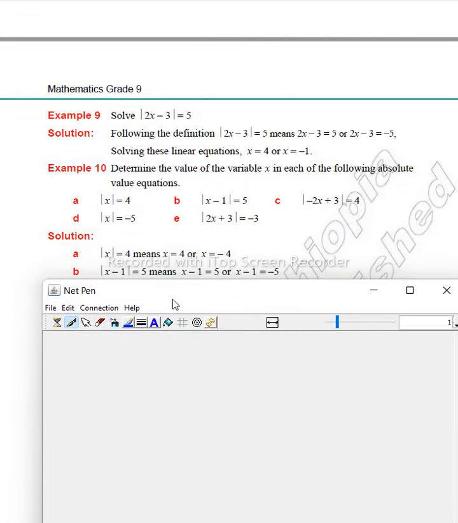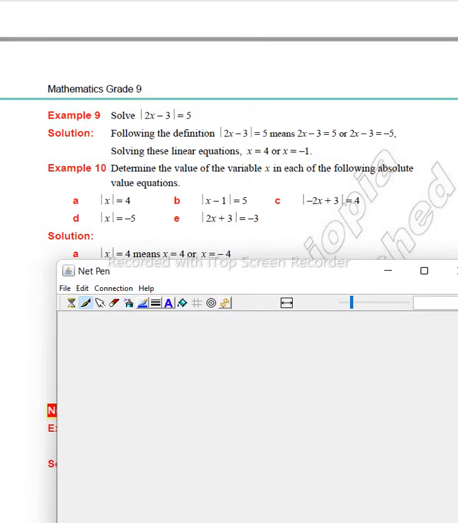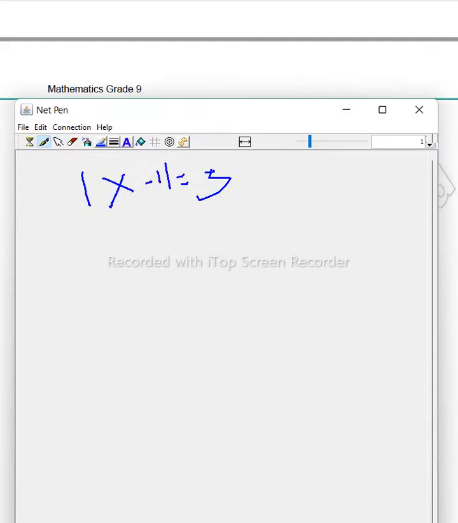If you have a question, you can leave your question in the comments of this video. And here we have another question, b. We have that absolute value of x minus 1 is equal to 5. As we said before, what is the value of x? So we can write here x minus 1 is equal to plus or minus 5.